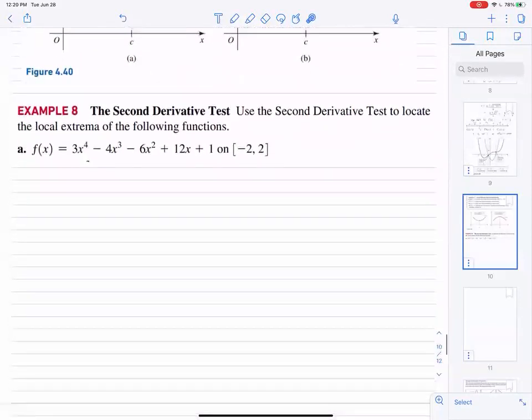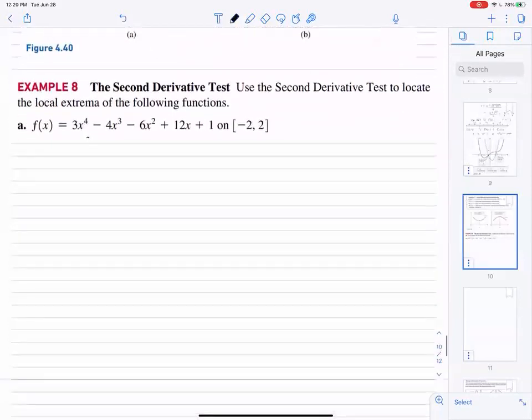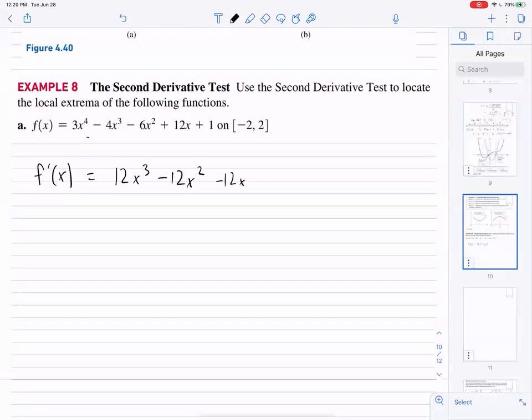So let's finish up by doing the second derivative test on this function. We've done it over and over, but what we're going to do is make a sign chart. Or actually, for this one, the second derivative test is nice because you don't have to make a sign chart. So what is f prime of x? We already found it. It was 12x cubed minus 12x squared minus 12x plus 12. We already found the critical points. The critical values are x equals plus or minus 1.